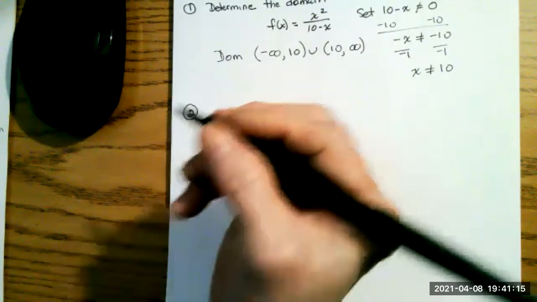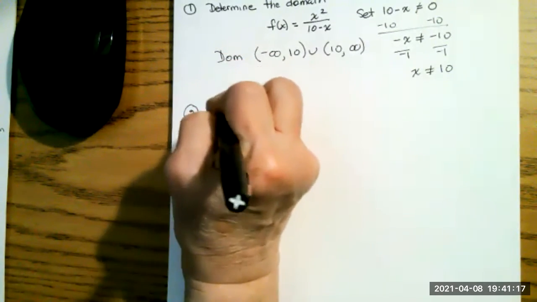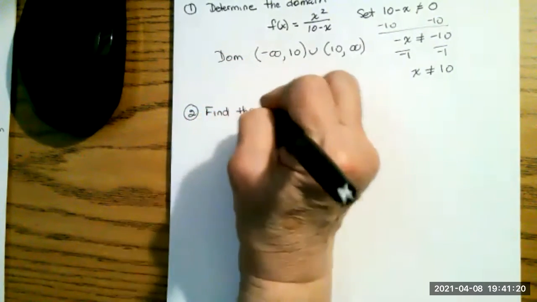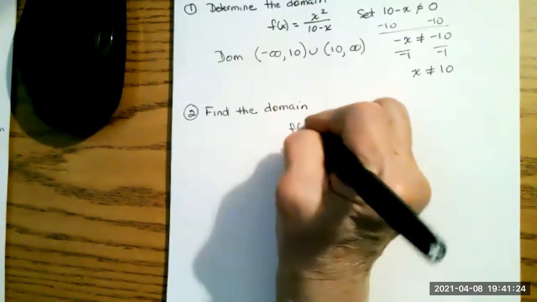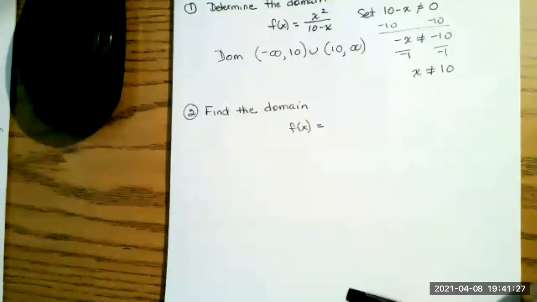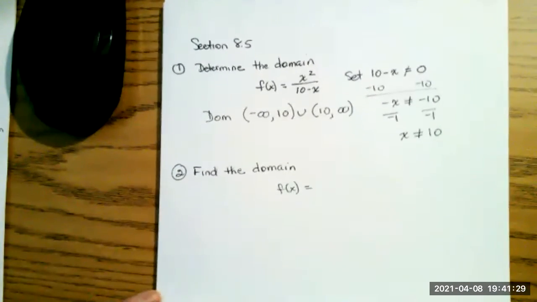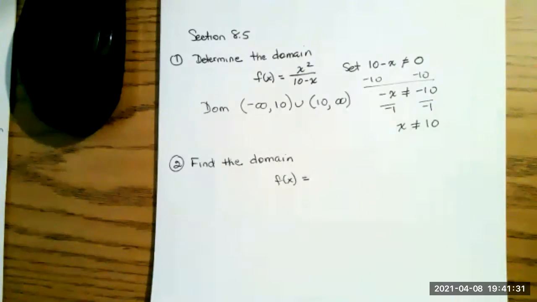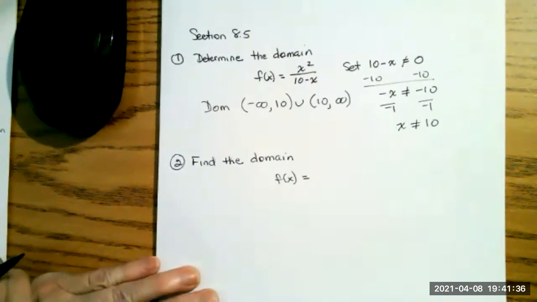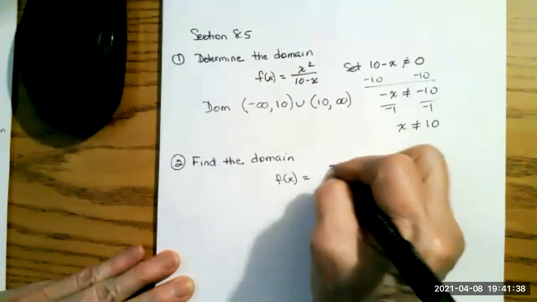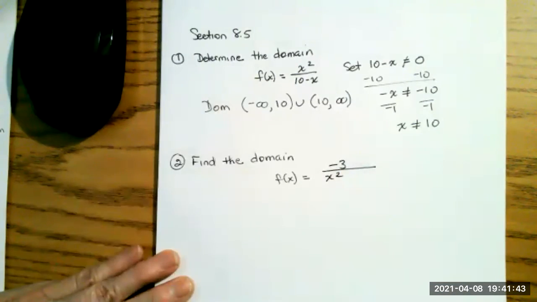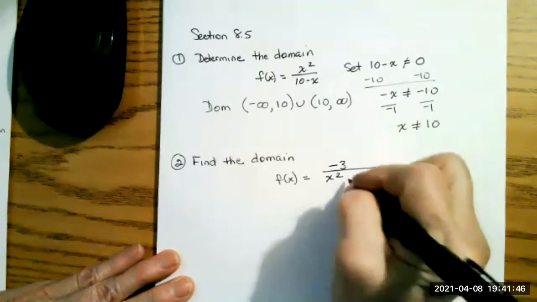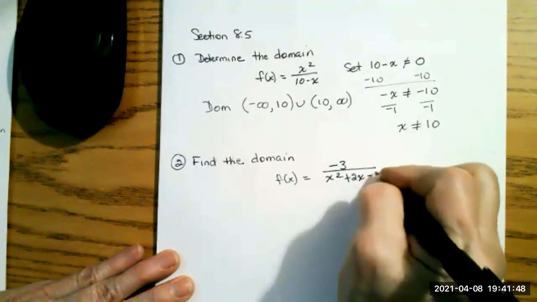Number 2, this is find the domain. And this time they give you, Dr. Sullivan, I can't see the top of the paper. There we go. Is that better? Yes, ma'am. Thank you. Okay. Find the domain f of x equals -3 over x squared plus 2x minus 35.